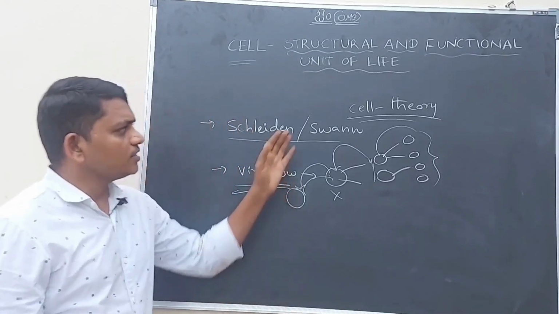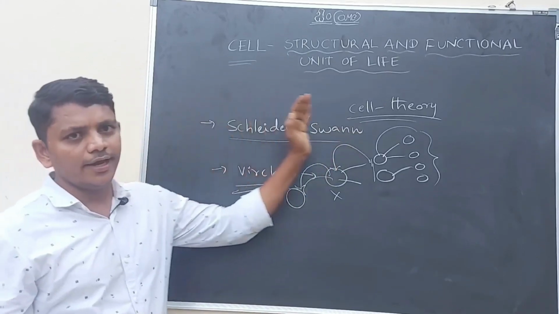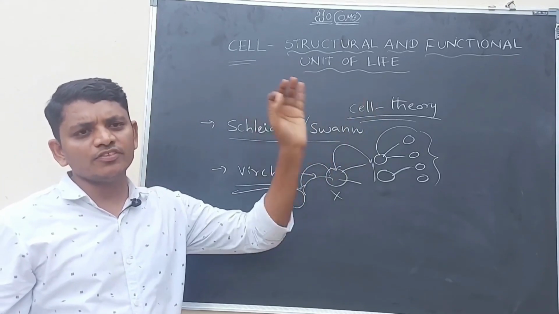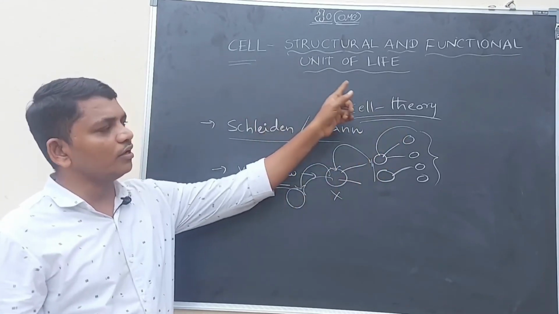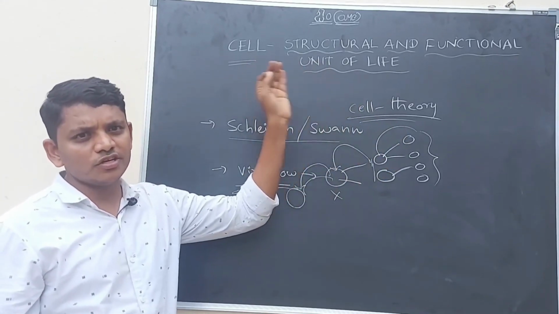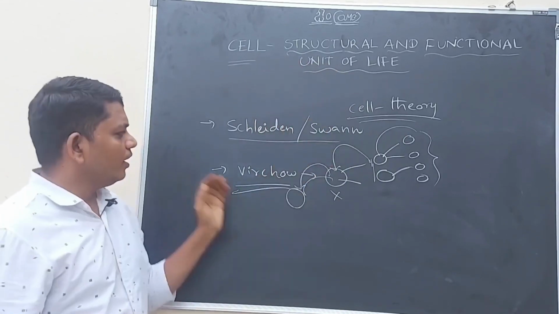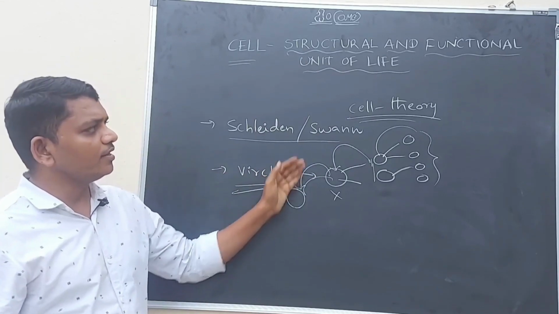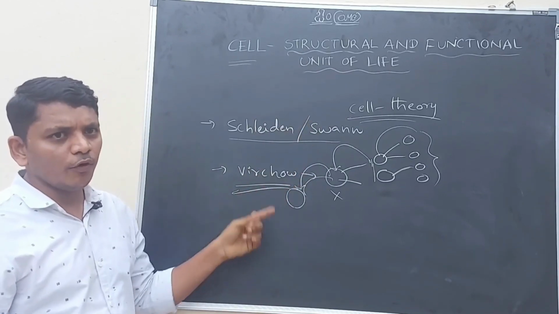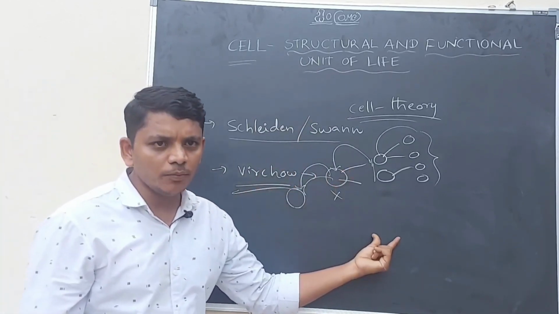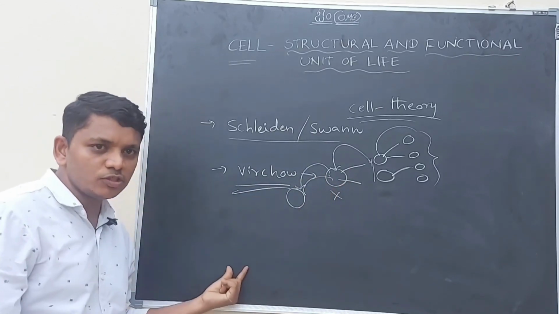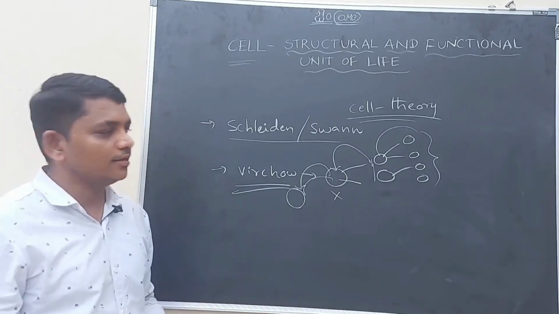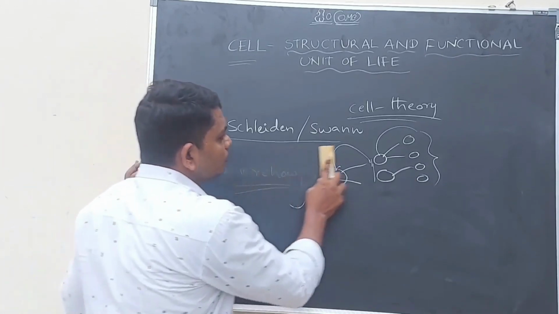So here the cell theory is proposed by Schleiden and Schwann. As per their view, all organisms are made up of cells, and the cell is the basic unit of life and the structural and functional unit of life. And Virchow expanded the cell theory with his point. The point is that all new cells come from pre-existing cells, which means previous cells. New cells come from pre-existing cells. These are the main points belonging to cell theory.